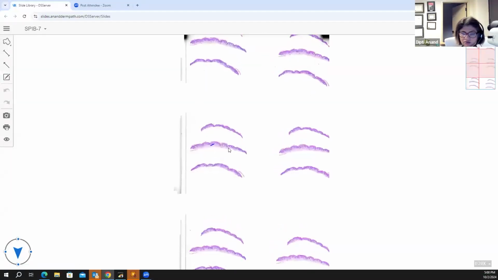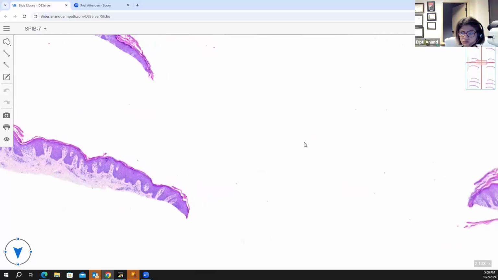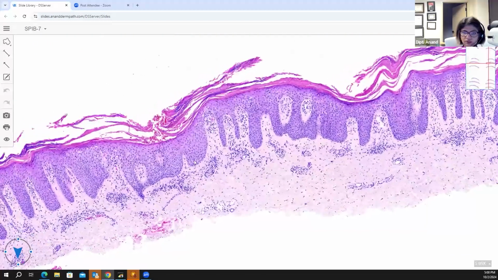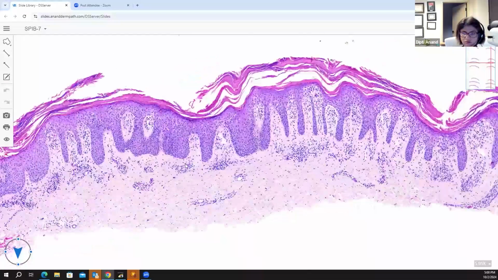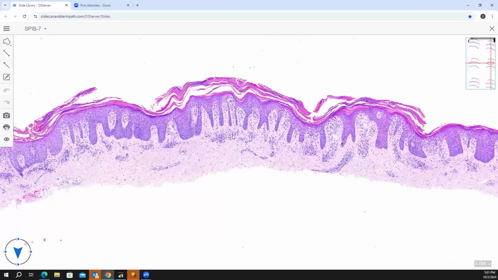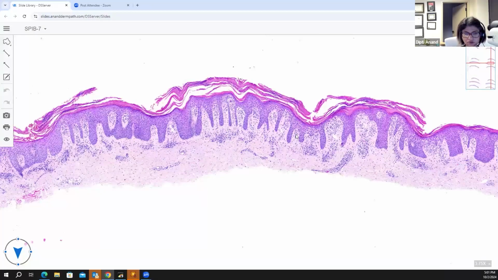We have the 7th. What do you think about this? This looks psoriasiform. Beautiful psoriasiform, yeah. You can see the bulbous rete ridges, you see the suprapapillary thinning, you see the dilated vessels.